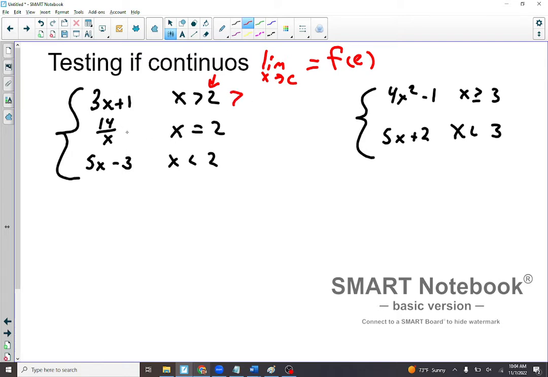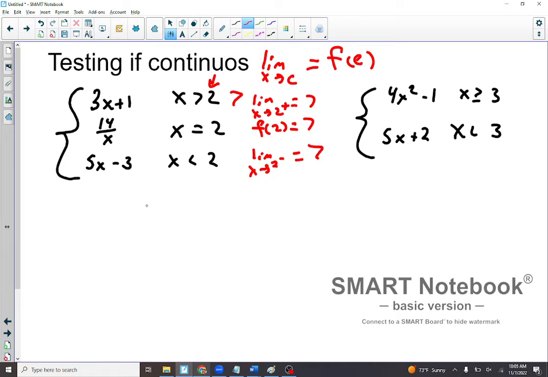If I plug in 2 here, this would be the limit as x approaches 2 from the positive side. This would be f of 2, which turns out to also be 7. And this over here is the limit as x approaches 2 from the negative side, because it's less than 2. So that's 10 minus 3 is 7.